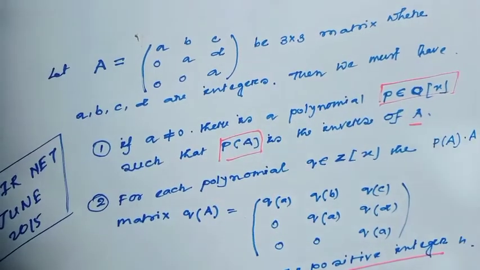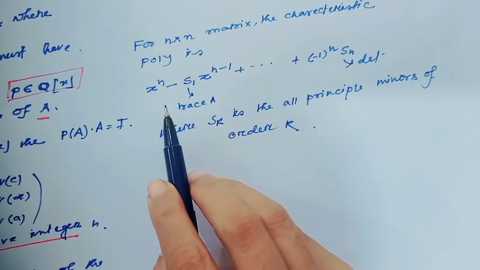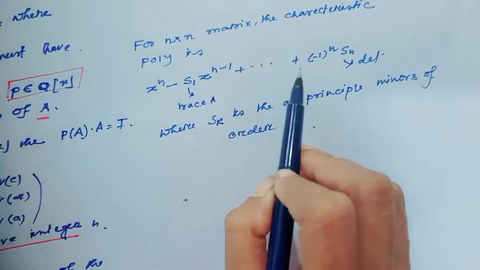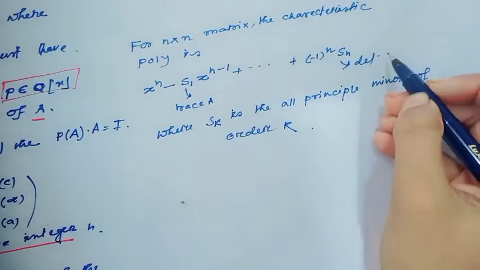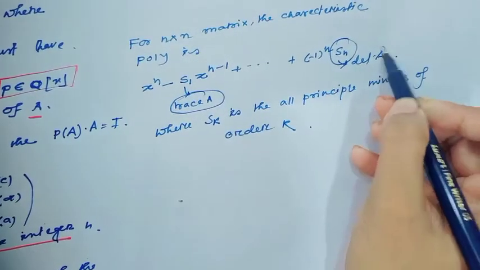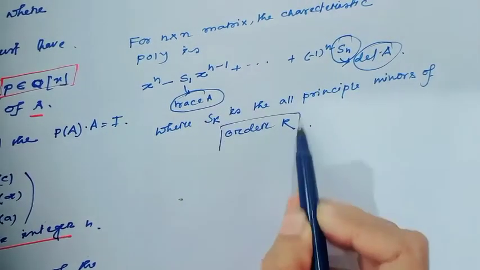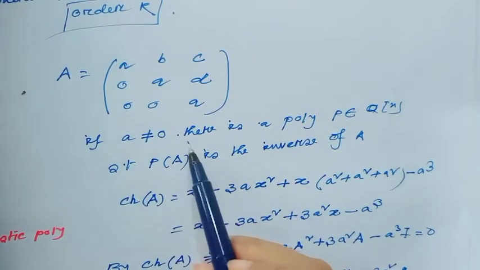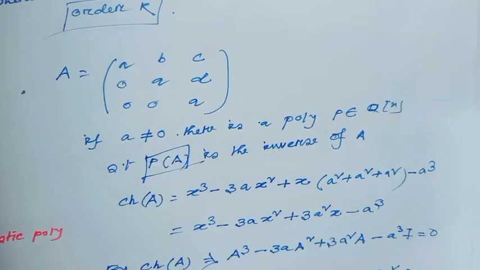For this, we all know, for an n cross n matrix, the characteristic polynomial is x to the power n minus S1 x to the power n minus 1, and this continues plus minus 1 to the power n Sn, where S1 means the trace of the matrix, Sn means the determinant of the matrix, and the other Sk is the sum of all principal minors of order k. We have to prove for this matrix, if a not equal to 0, then there is a polynomial P in Q[x] such that P(A) is the inverse of the matrix.